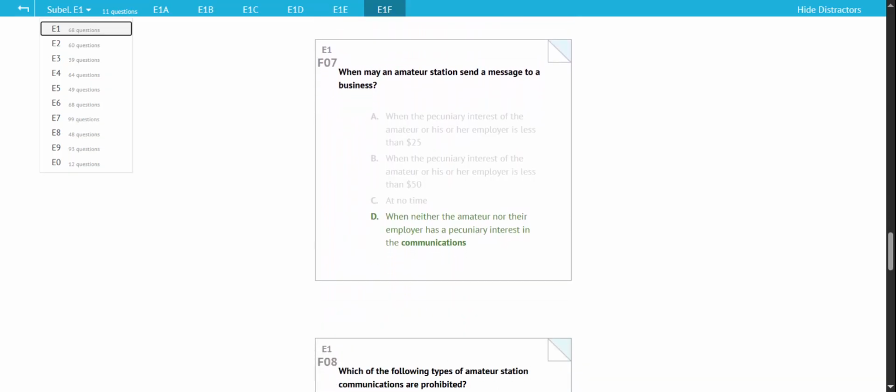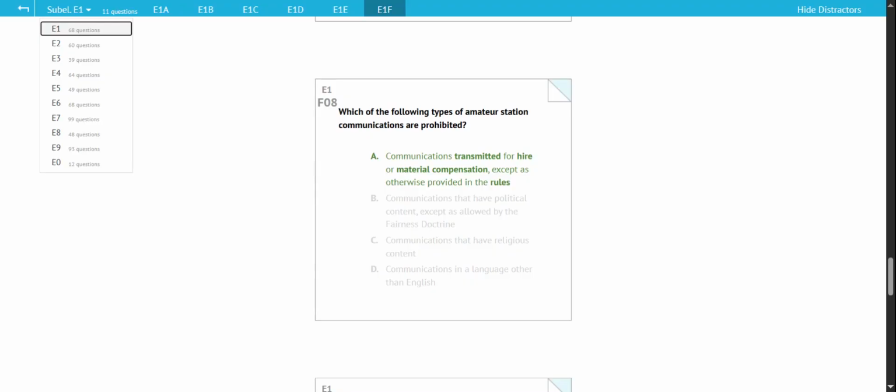Question Echo 1 Foxtrot 07. When may an amateur station send a message to a business? The answer is when neither the amateur nor their employer has a pecuniary interest in the communications.